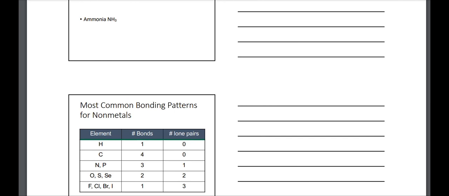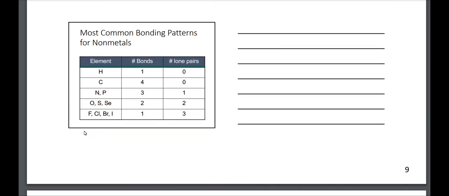So here's some of the most common bonding patterns for nonmetals. The reason we're talking about nonmetals is because we're focusing on covalent bonds, right? I don't expect you to memorize this chart right here, but this is something to share with you so maybe you can learn some patterns and hopefully make things easier when you're trying to solve for Lewis structures.